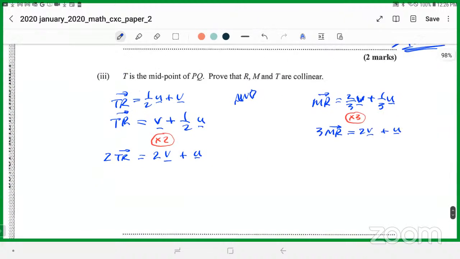Now look at the two vectors now. This one now and this one. What do we see? What will we do next? What do we do next? Somebody tell me what we do next.